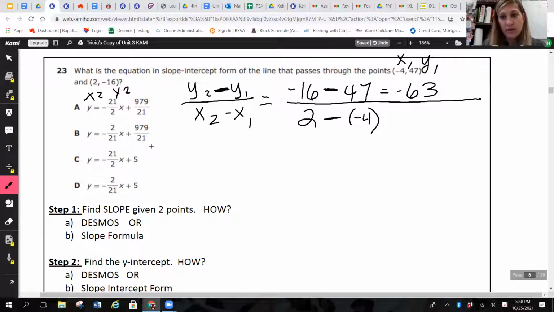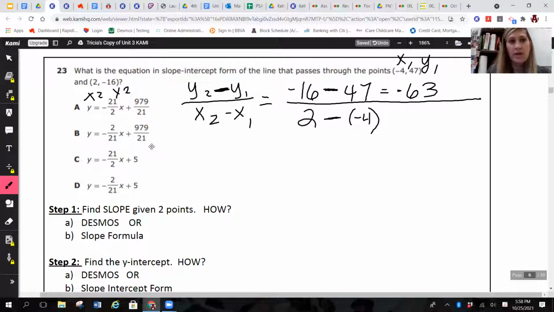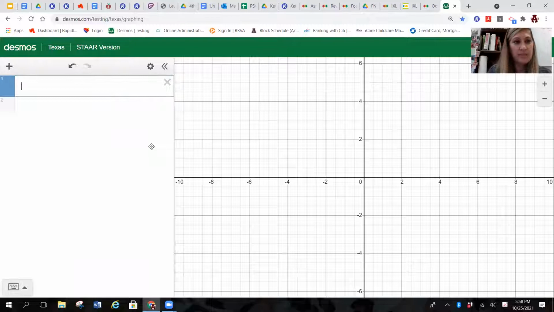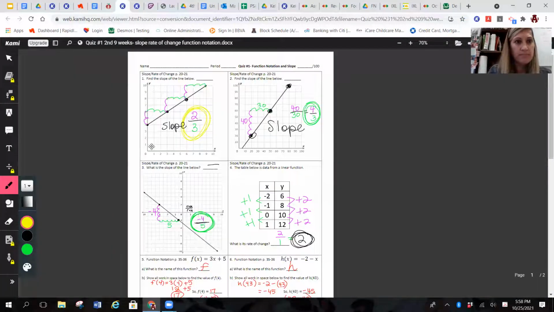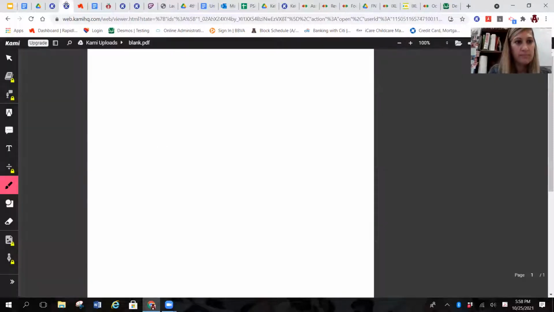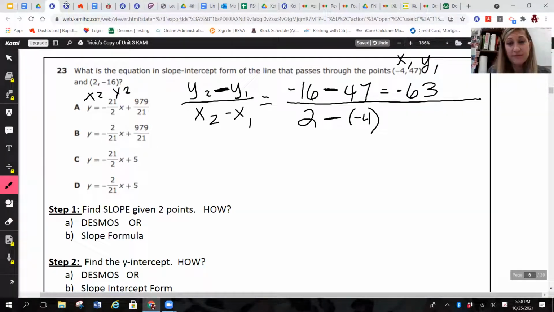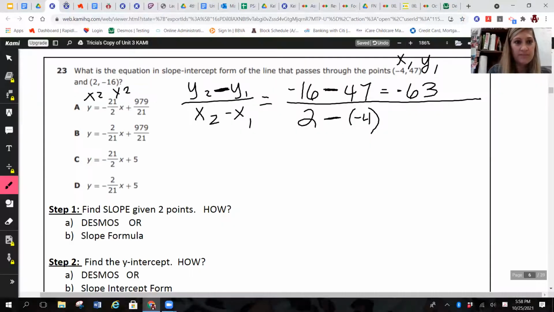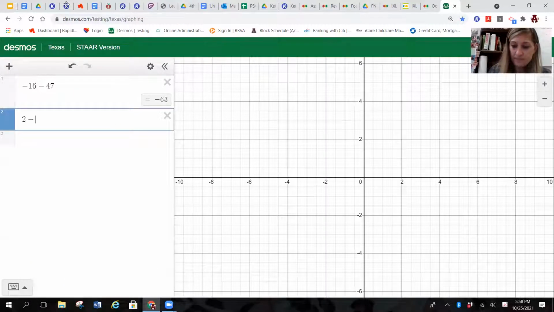The answer would be -63. And I can verify that by going to Desmos and typing in -16 minus 47, which is -63, and then 2 minus -4 is +6.